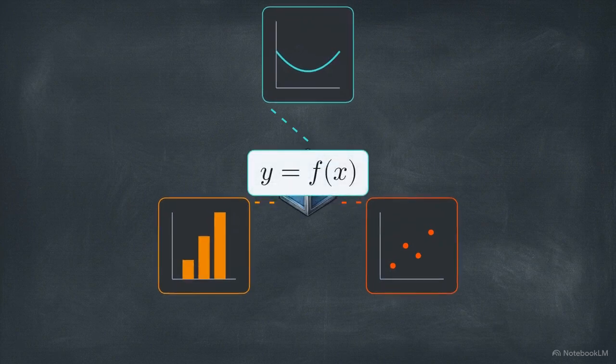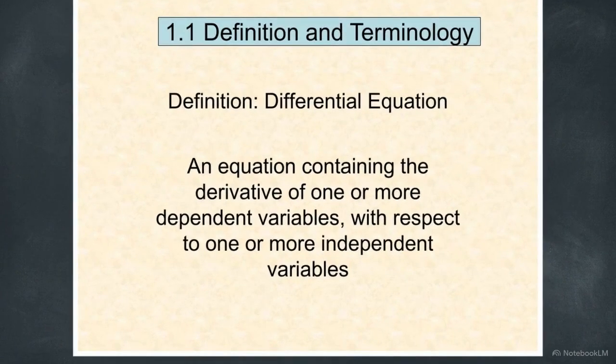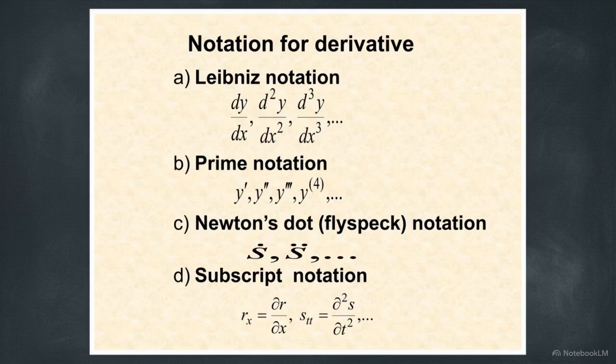Looking at this definition from the text, a differential equation is any mathematical statement that contains the derivative of one or more dependent variables, the quantities we are tracking, against one or more independent variables, like time or distance. Mathematicians write these equations in different dialects.